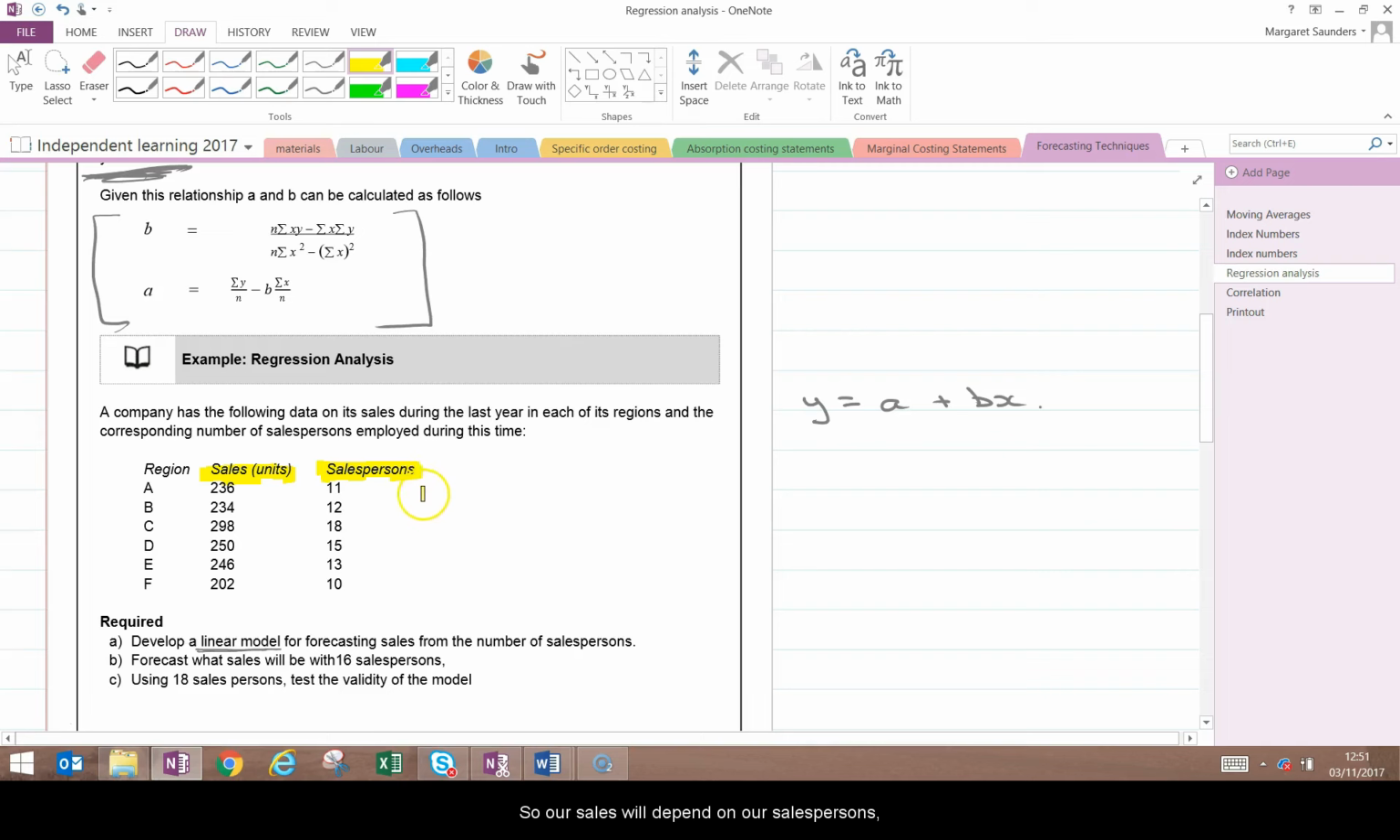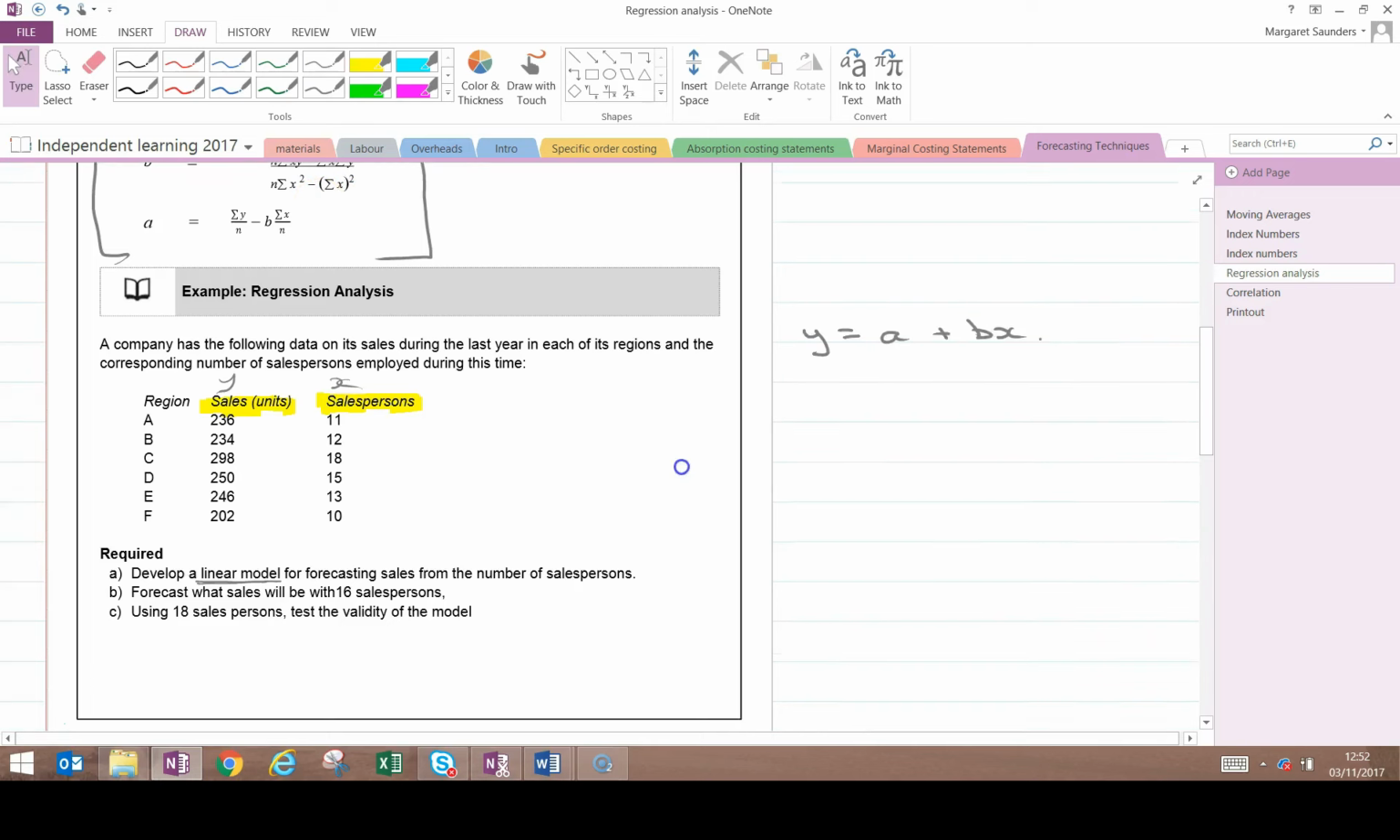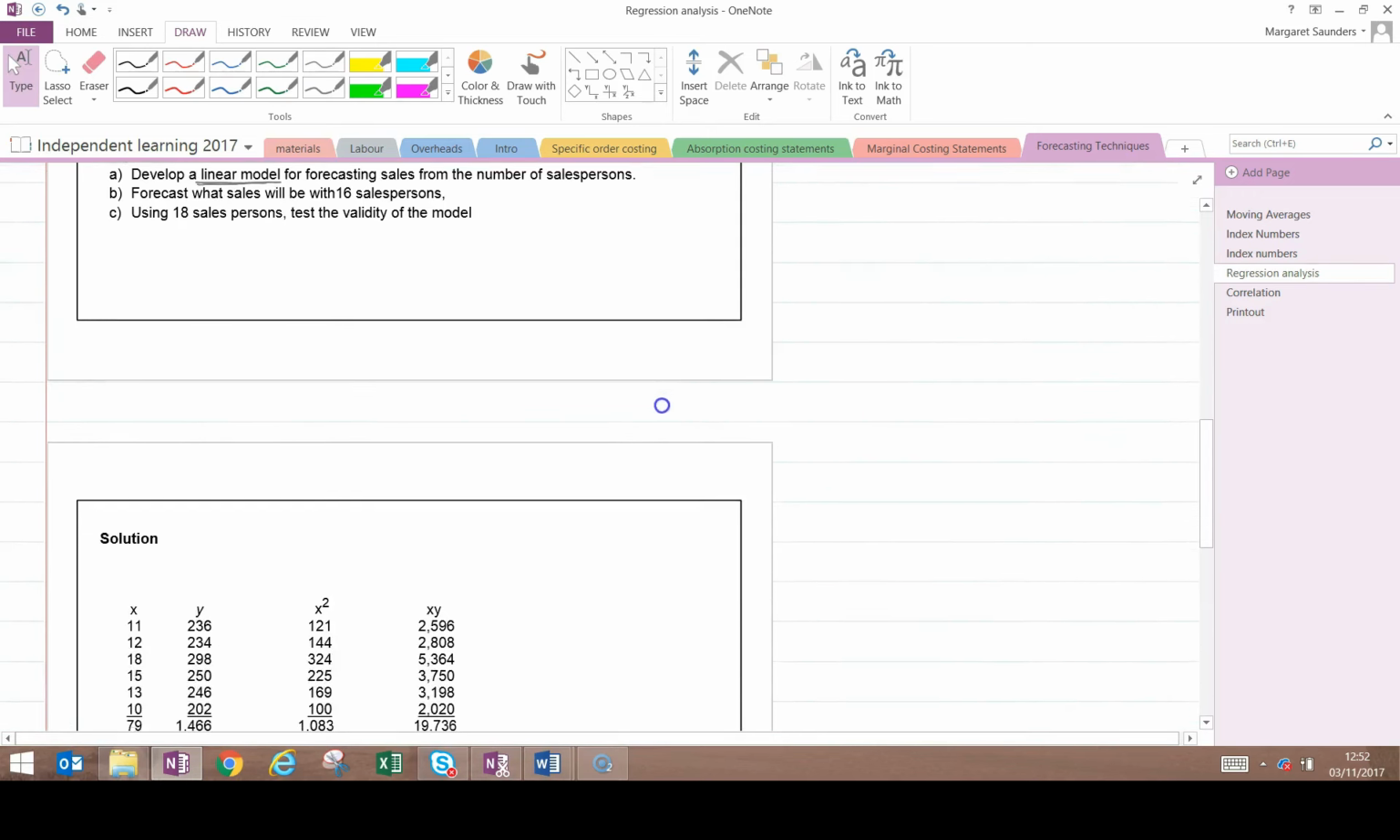So our sales will depend on our salespersons. So y is the dependent, our sales will be y. Salespersons are independent, so that will be x. Now that we know the values of y and x, we can begin to work out the figures that we need to go into our formulas. And we can look at this on the next page.